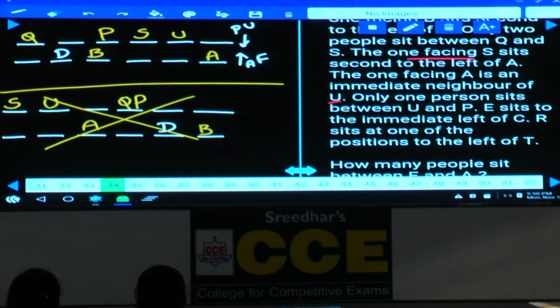Then E sits to the immediate left of C. E is to the immediate left of C, E and C are here. If E and C are here, then who is the person left over? F is the person left over.